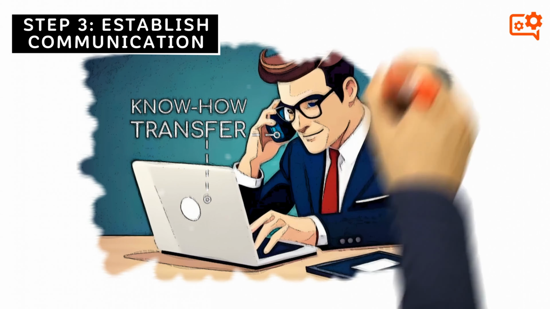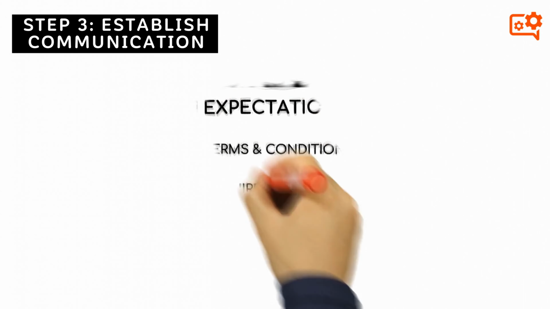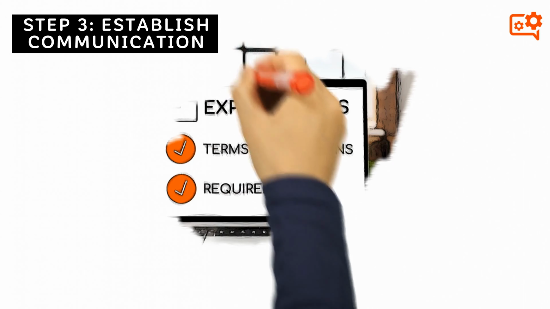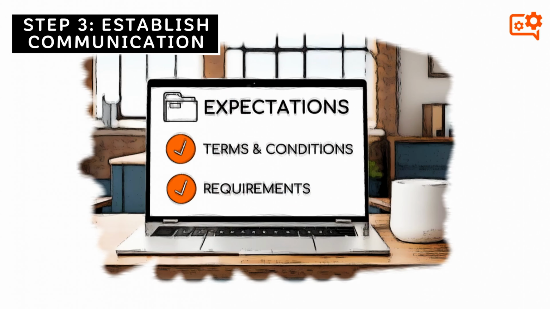Step 3. Establish transparent communication channels. Effective communication is crucial throughout the onboarding process. Clearly convey your expectations, contractual terms, and performance metrics to the new suppliers. Encourage open dialogue to address any concerns or questions they may have.